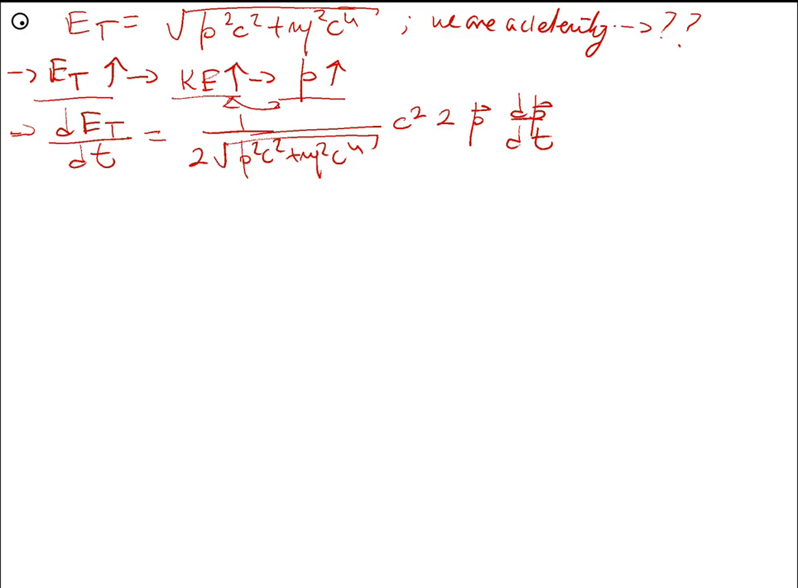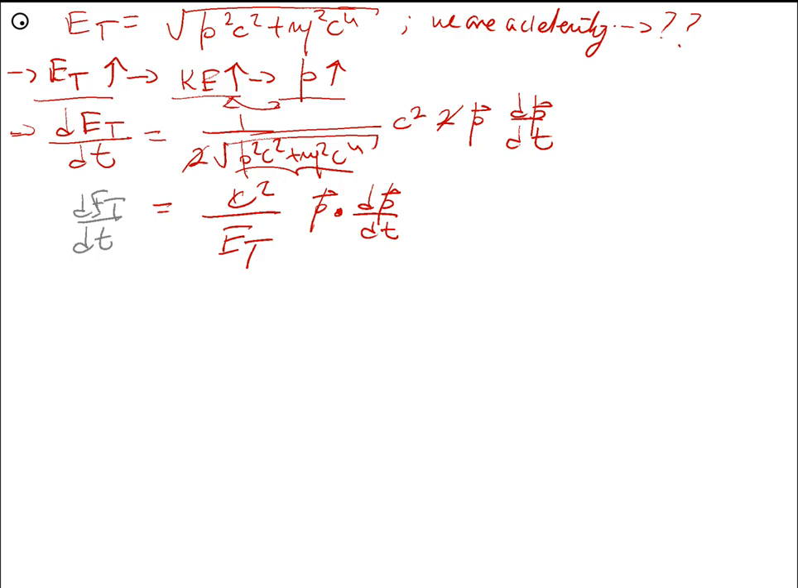So this is how we get this factor here. We cancel some 2's, and we realize that this term is exactly what we started from. So we write it as c squared, the total energy, p dot product with respect to dp dt. So this is what we are left with. But then, we relate the total energy change with respect to the change in the momentum.